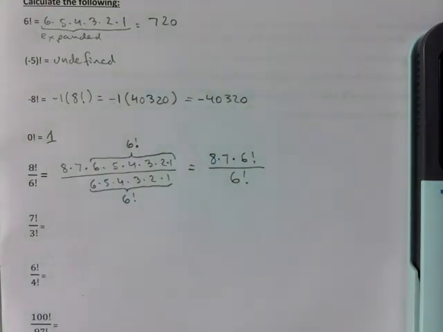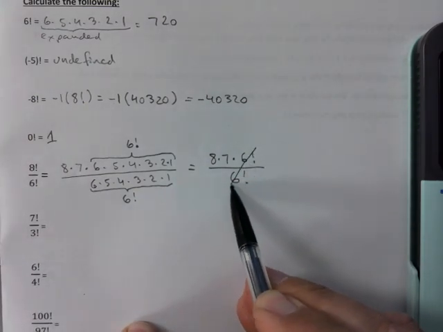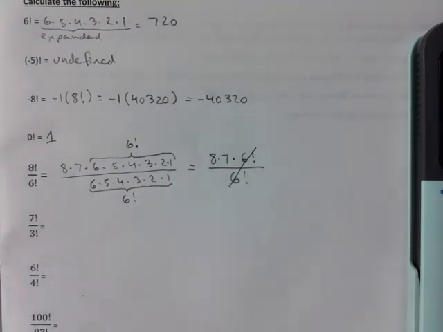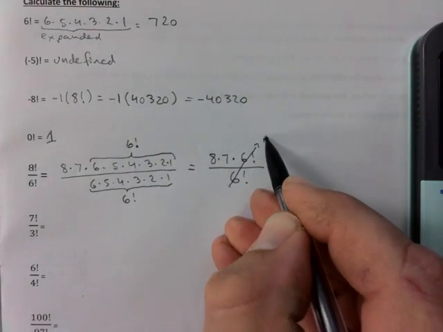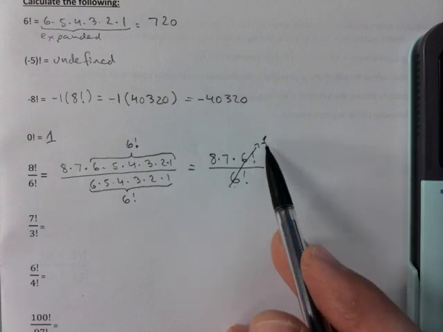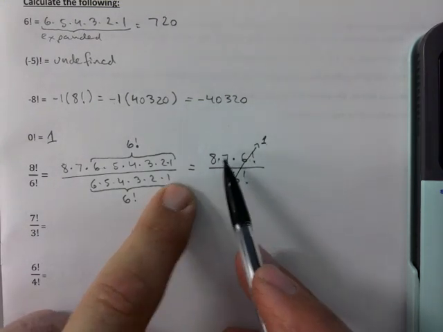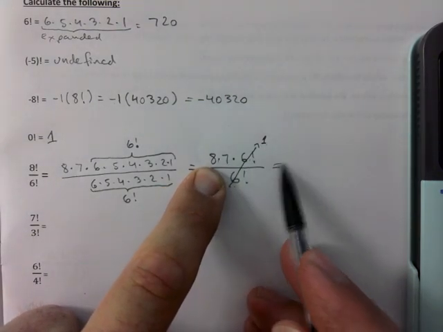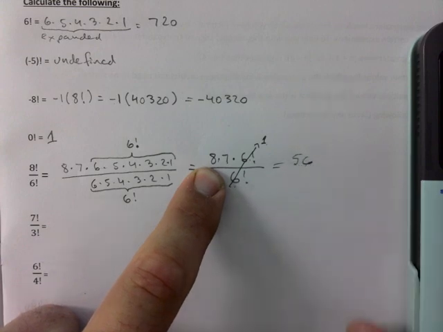Let's compress it again. I'm just back to this. You can cancel that, correct? That's 1. This is really 1. Some teachers do not like saying cancels because it's really this divided by this is 1. Okay? So it's almost like 8 times 7 times 1, which is 56. Okay.